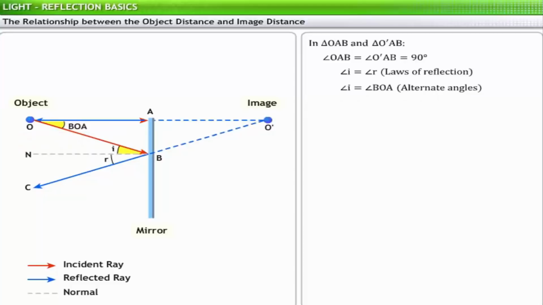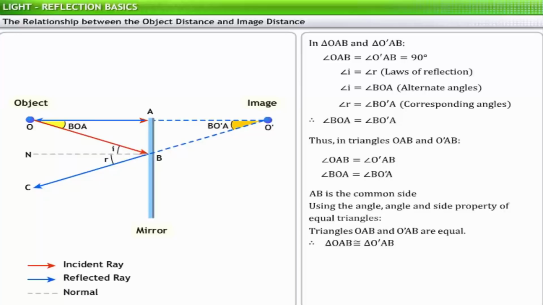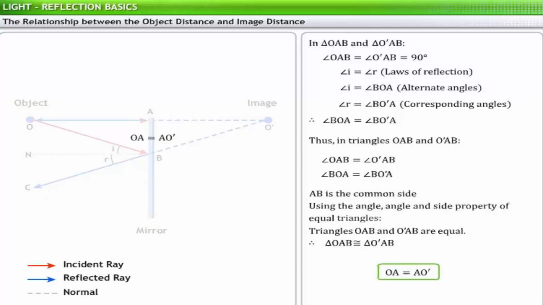Angles in similar locations with respect to a transversal on two parallel lines are called corresponding angles and are always equal. Here, angle NBC and angle BO dash A are corresponding angles. Therefore, angle R is equal to angle BO dash A. Therefore, angle BOA is equal to angle BO dash A. Using the angle and side property of equal triangles, we can say that triangles OAB and O dash AB are equal. Equal triangles have equal sides. Therefore, OA is equal to AO dash, which means that the distance of the image from the mirror is equal to the distance of the object from the mirror.